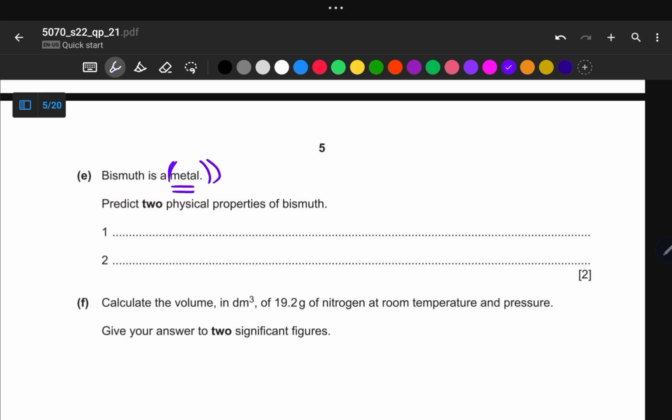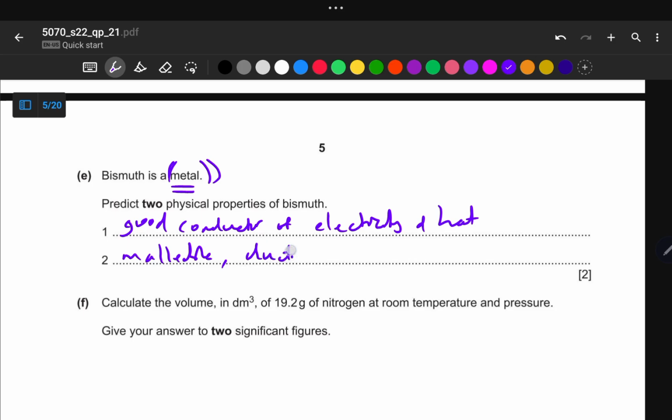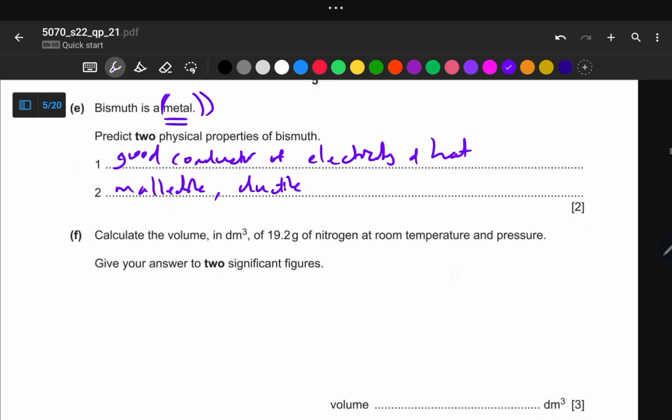One of the physical properties of a metal is that it is a good conductor of electricity, right? And it also conducts heat. Good conductor of electricity, good conductor of heat. It is also malleable, ductile, and has high density, right? So we have good conductor of electricity and heat, and also malleability, and also ductility, and also high density, etc. These are the properties we are going to give.